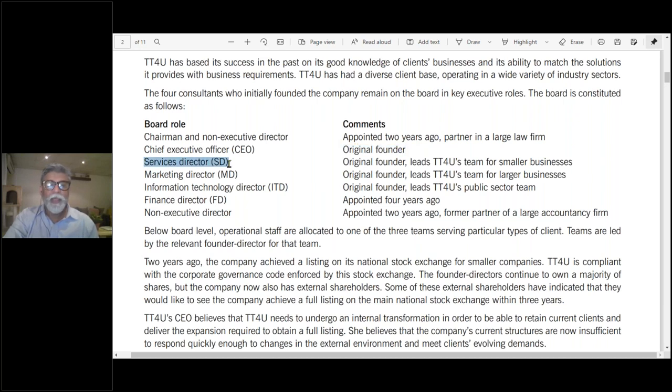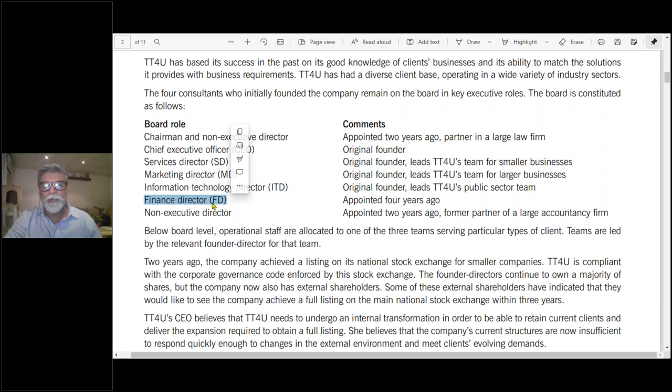Then there is a services director. He is also one of the original founders. And what does he really do? He leads TT4U's team for smaller businesses. Okay. Then there's a marketing director. He is an original founder and leads TT4U's team for larger businesses. Okay. And then there is an IT director. He is also an original founder and leads TT4U's public sector team. So it looks like we are consulting each other. So it looks like this company has three teams: small businesses, large businesses, and public sector. And those are led by one of the directors.